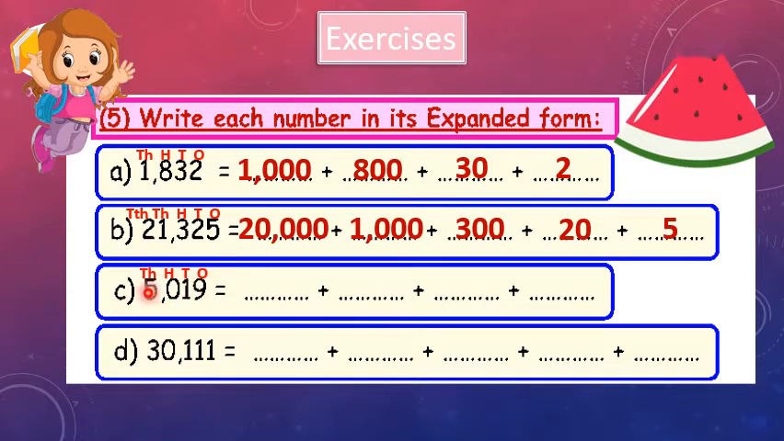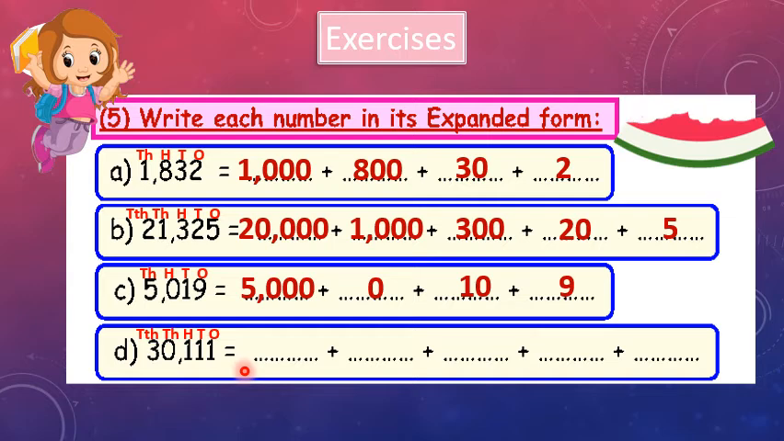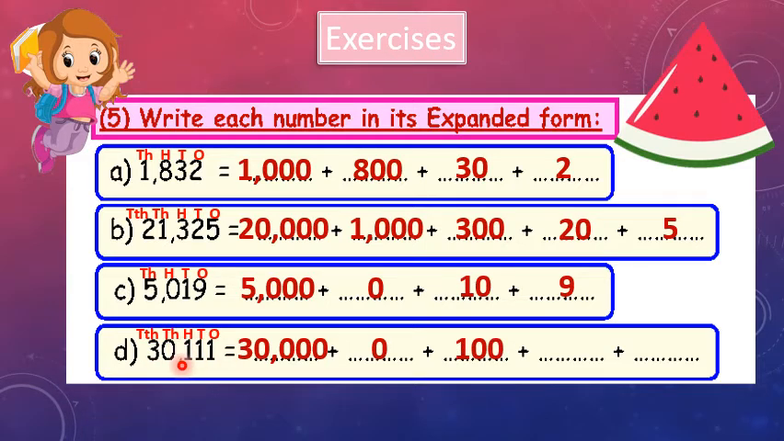Here we have our place values. Write them above these digits. Then read this number, it will be 5,019. Then let's go to write our values. It will be 5,000, 0 in hundreds, 10, and 9. Here we have 30,111. Don't forget to write our place values here to write our expanded form. Here we have 30,000, 0 in the thousands place, 100, 10, and 1.